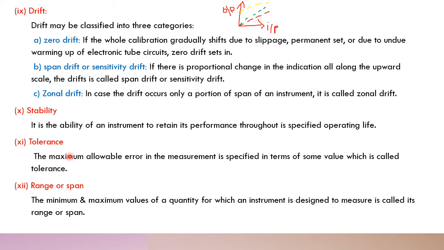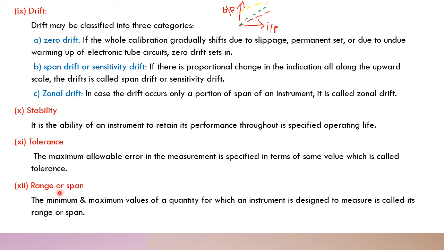Then tolerance. How much error is allowed? Suppose you are measuring a current of 5 amps, so plus or minus 0.02 amps is allowed, meaning 4.98 to 5.02 amps is allowed. That is the tolerance value. For a measurement, a tolerance value will be given.